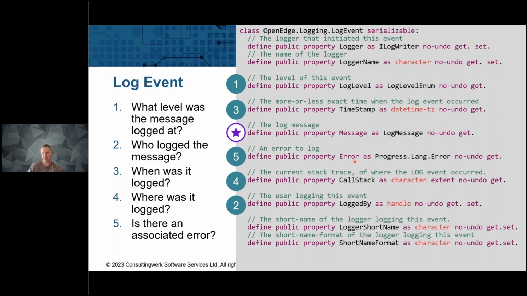Is there an error? That can be handy to know, can be handy to use for writing out. Where did the log event happen? Who logged it, based on the client principal? That's what that handle is. And then some details, short name and short name format. Those are just handy for optimizations for log names.